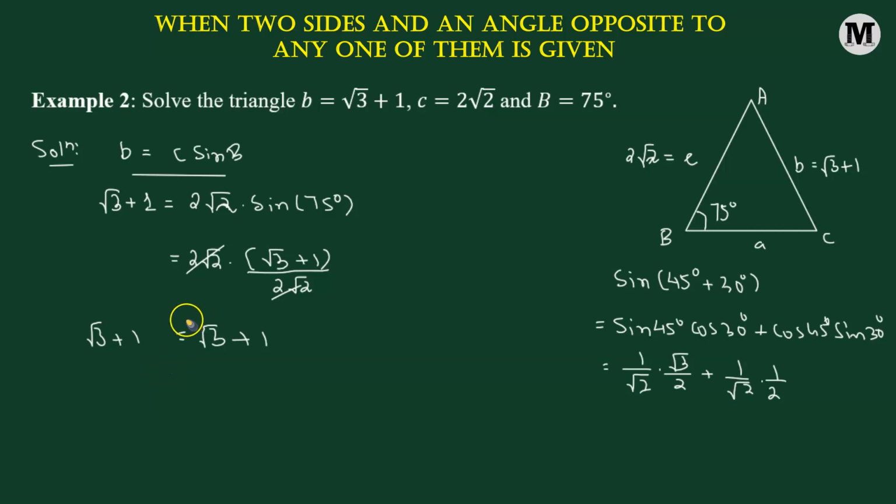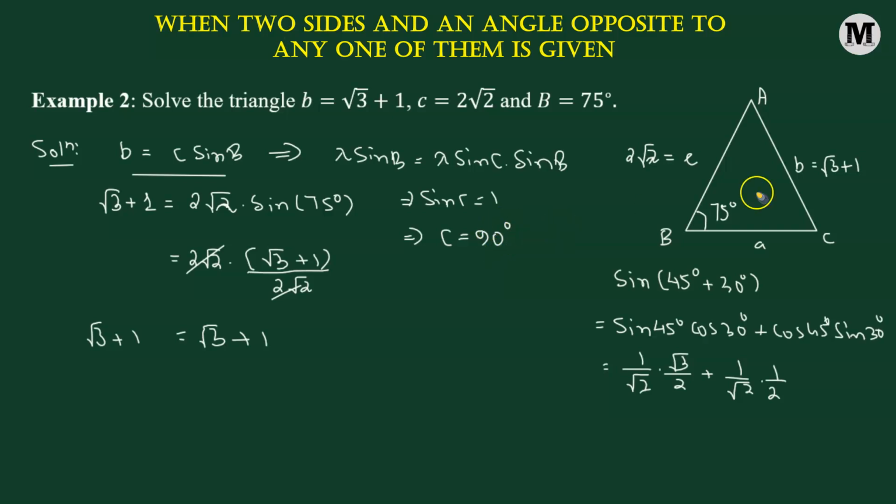Now let's try to figure out which angle is going to be the right angle. For this condition, that b equals c times sine of angle B, we can replace b with lambda times sine of angle B. That's from the law of sines. This is going to be equal to c. So c is going to be lambda times sine of angle C multiplied by sine of angle B. That leaves us with sine of C equals 1, or in other words, C is going to be 90 degrees. So here we have obtained the measure of angle C, that's 90 degrees.